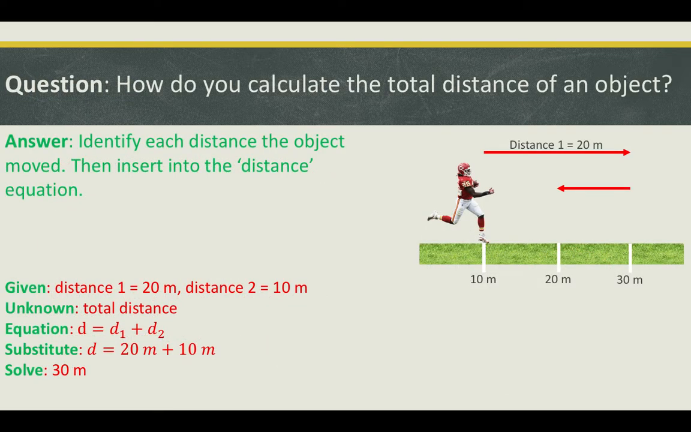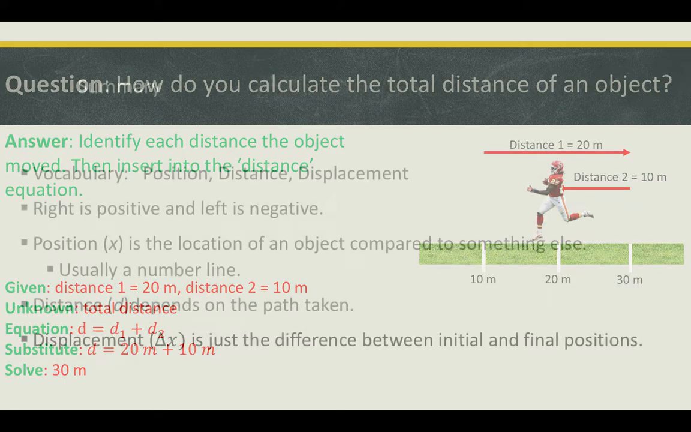So back to business. How do we calculate the total distance an object moves? Well, in this example, we'll go back to the football player. So the football player starts at 10 meters, moves 20 meters in one direction, turns around and goes back 10 more meters in the other direction. So the football player moved 20 meters, then 10 meters. So the overall distance moved by the football player was 30 meters.